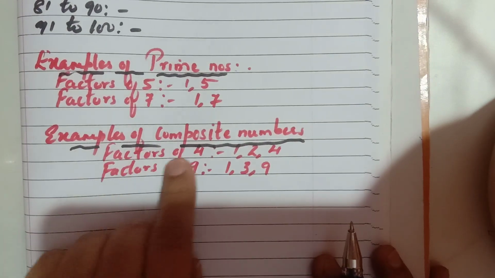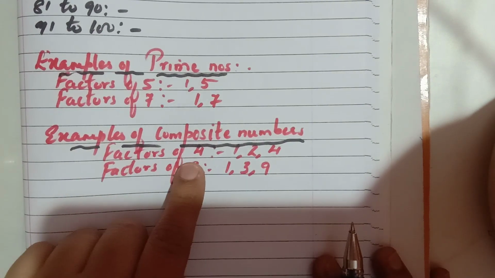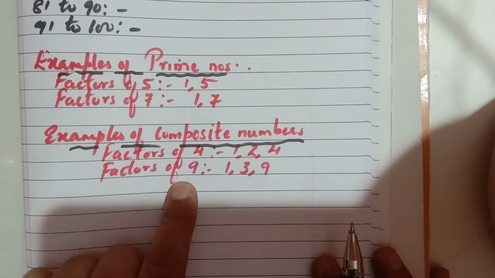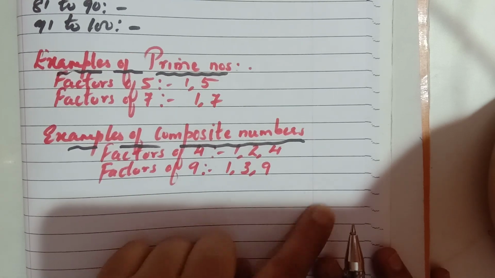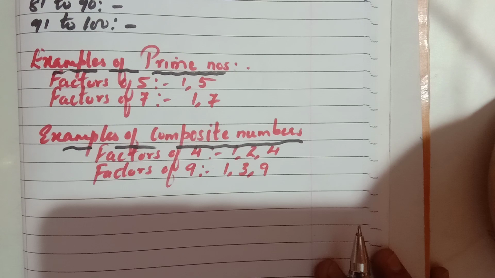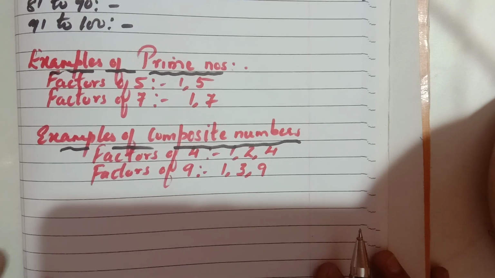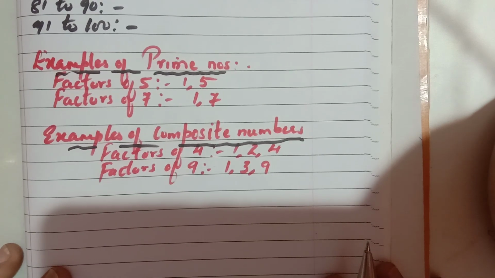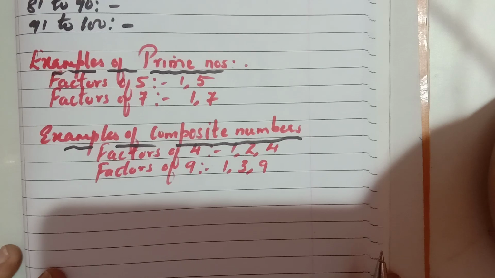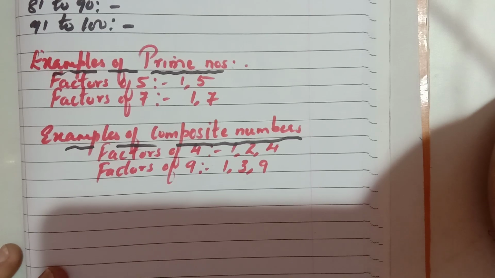Similarly, examples of composite numbers: factors of 4, 1, 2, 4. Factors of 9, 1, 3, 9. So they have more than two factors, right? So they are called composite numbers. So I hope children, till here it is clear to you about what is a prime number and what is a composite number.